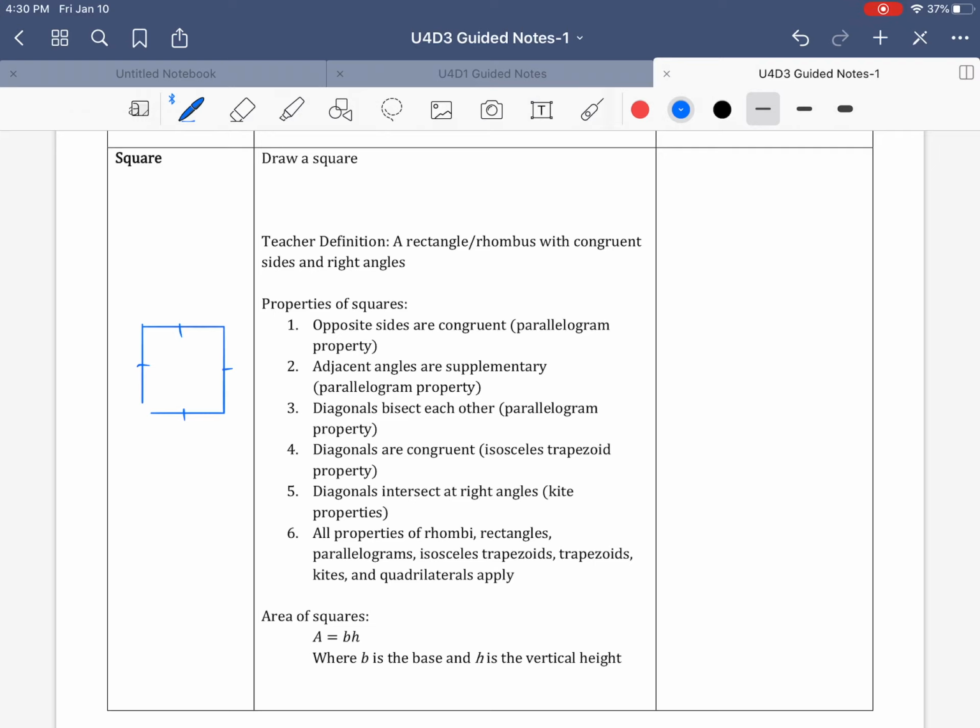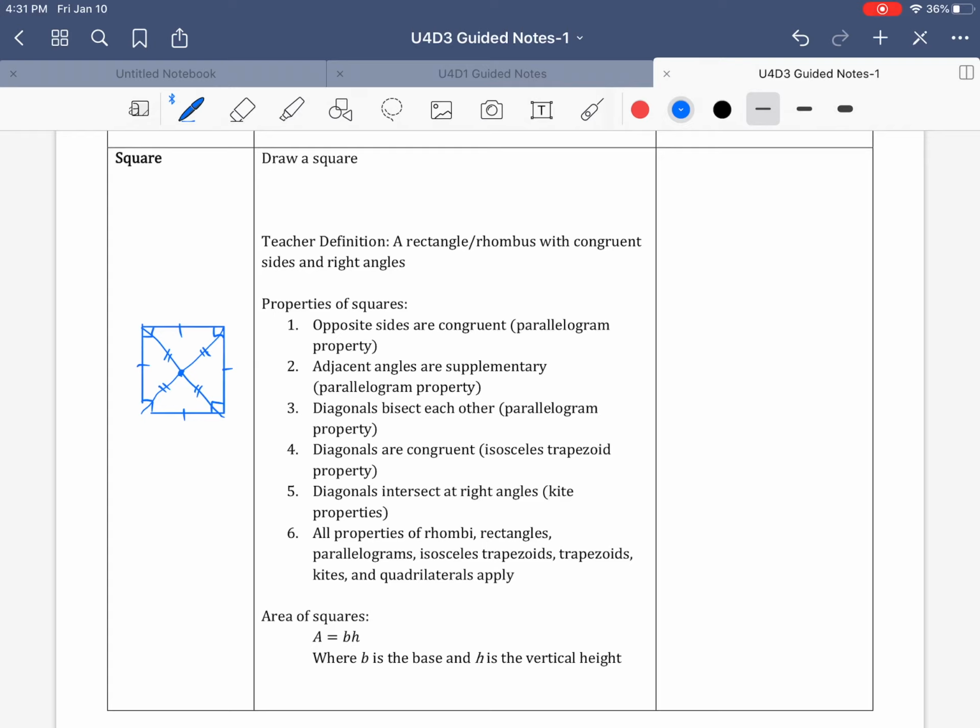We also know opposite sides are congruent, and this is a parallelogram property. Second, we know that adjacent angles are supplementary. Again, they're all 90 degrees, so 90 plus 90 is 180. We know that diagonals bisect each other. So if we draw in our diagonals from the center, we know they bisect each other like that.